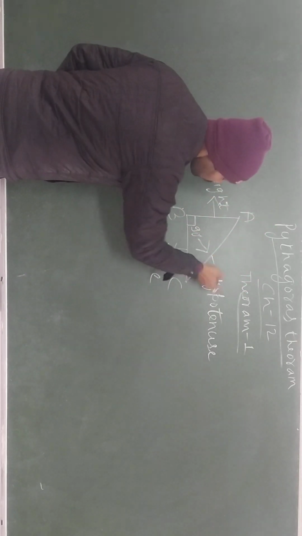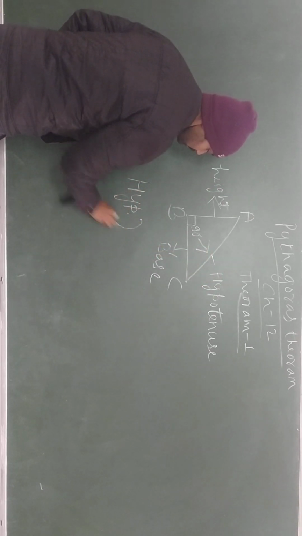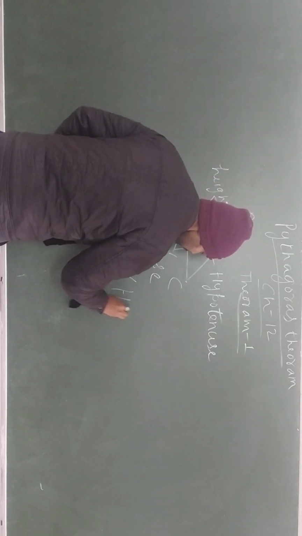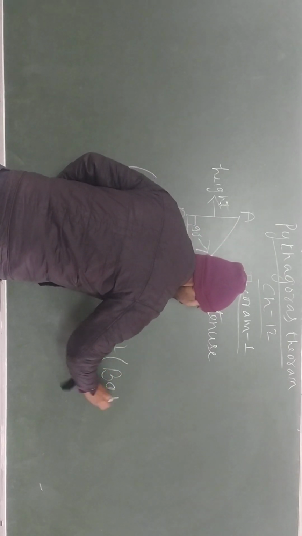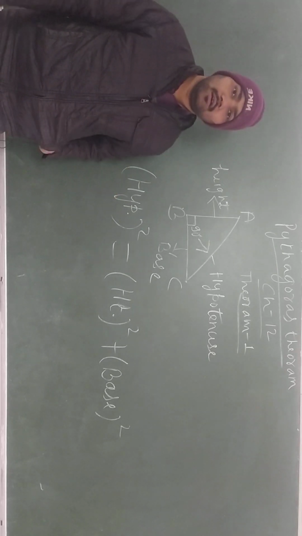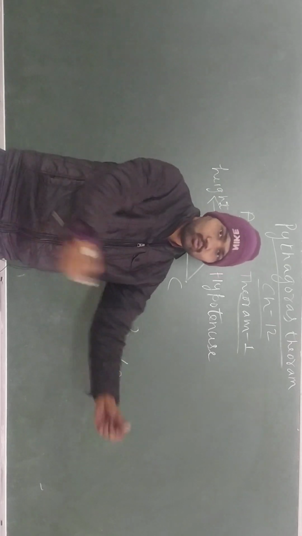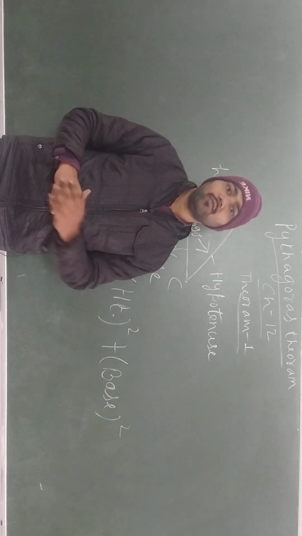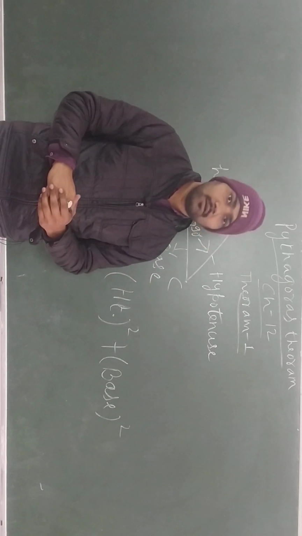So according to theorem 1, what it says is, hypotenuse square will be equal to height square plus base square. So the square of the largest side will be equal to the sum of the squares of the other two sides. The square of the largest side will be equal to the sum of the squares of the other two sides. Okay, this is theorem 1.